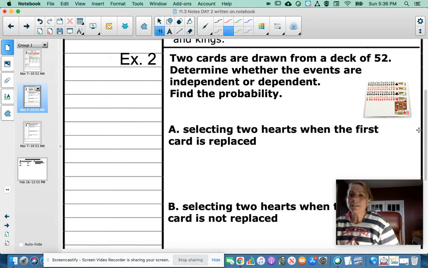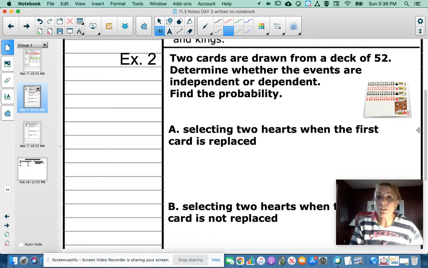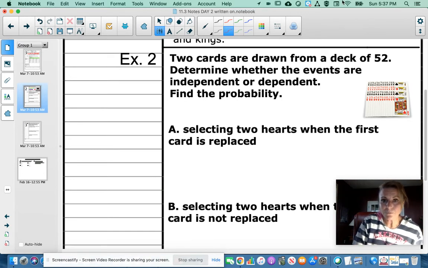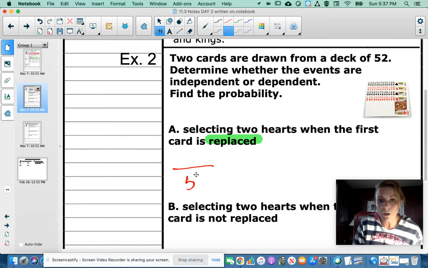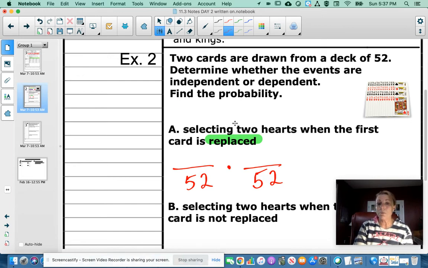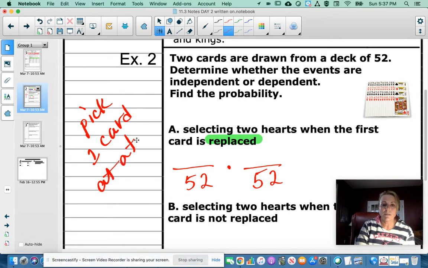2 cards are drawn from a deck of 52. Determine whether the events are independent or dependent. Find the probability. A, what's the probability of selecting 2 hearts when the first card is replaced? So the first thing we have to pay attention to, replaced. I'm starting with 52 cards, and I'll still have 52 cards when I pick a second heart. Remember, you're picking 1 card at a time.